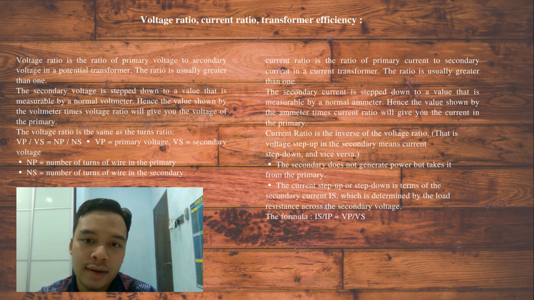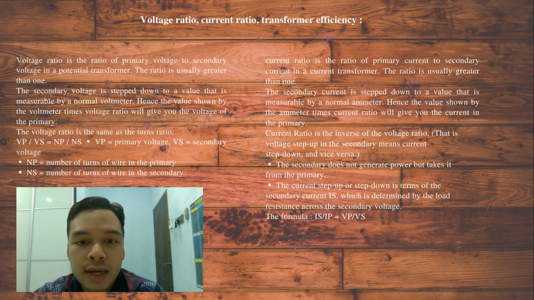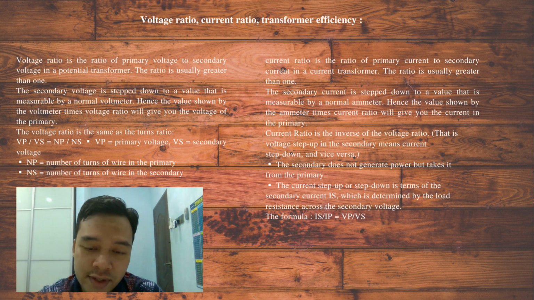The secondary current is stepped down to a value that is measurable by a normal ammeter. Hence, the value shown by the ammeter times current ratio will give us the current in the primary. Current ratio is the inverse of the voltage ratio. That is, voltage step up in the secondary means current step down and vice versa.